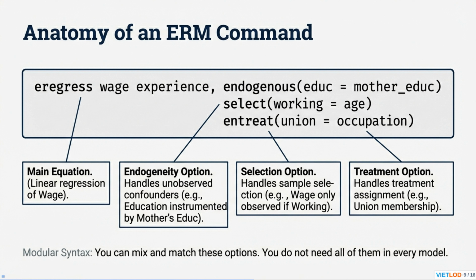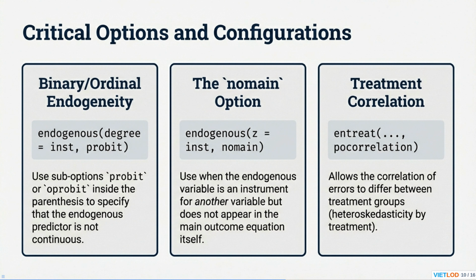Third is the selection option, which manages sample selection bias, for example, when wages are only observed for those currently working. Fourth is the treatment option, used to model treatment assignment, such as union membership. The key takeaway is the modular nature of the syntax. Users can mix and match these options as needed, and there is no requirement to use all of them in every model.